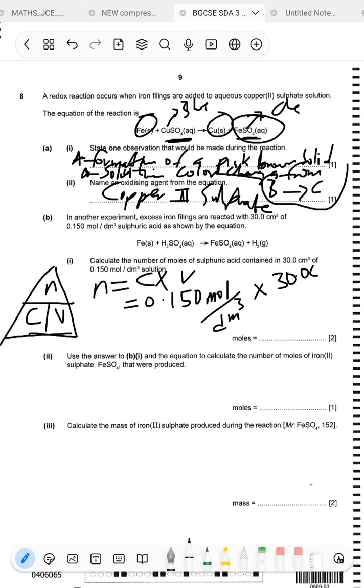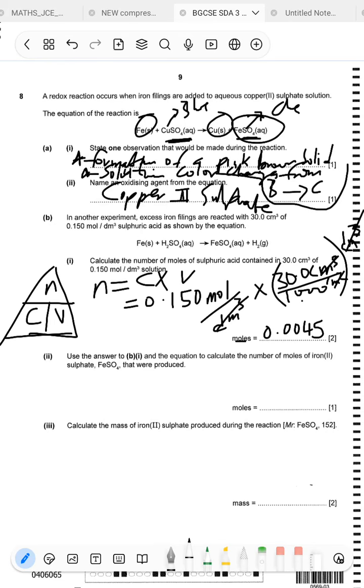30.0 cubic centimeter divided by 1,000 cubic centimeter, and then now this has been changed to cubic decimeter. Okay, because this cancels that, and then the decimeter cancels the other decimeter, and then you punch that into the calculator, and then you get 0.0045 moles. Okay, the units are regular. Okay, moles. On to the next one, Roman figure 2.